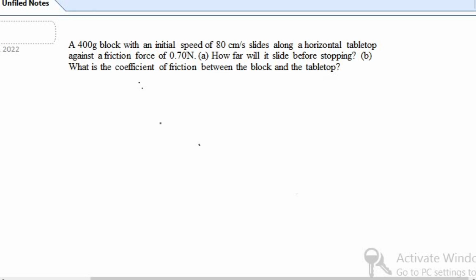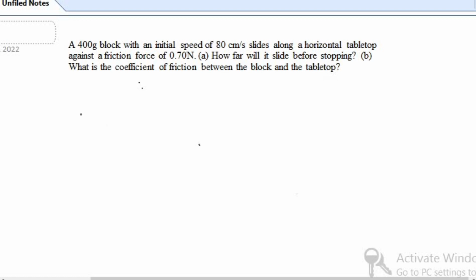And here we have a question which says a 400-gram block with an initial speed of 80 centimeters per second slides along a horizontal tabletop against a friction force of 0.70 Newton. Question A says how far will it slide before stopping? And B says what is the coefficient of friction between the block and the tabletop? Those are the two questions we have, and we need to find the distance for A, and the coefficient of friction, which is mu, for question B.